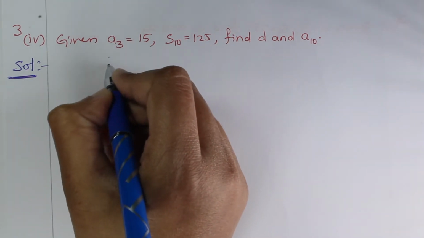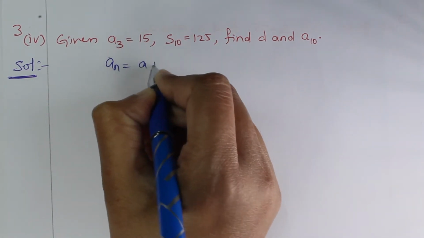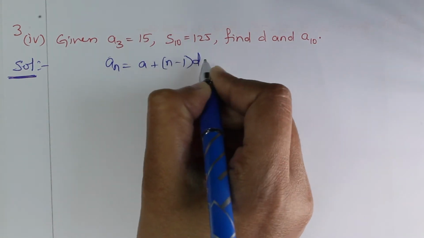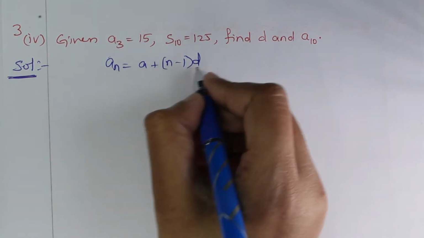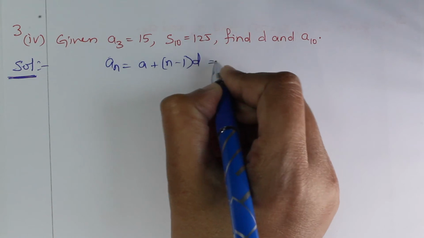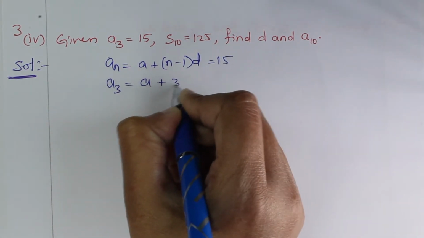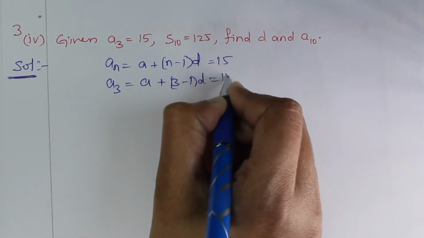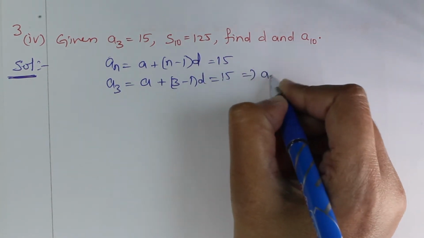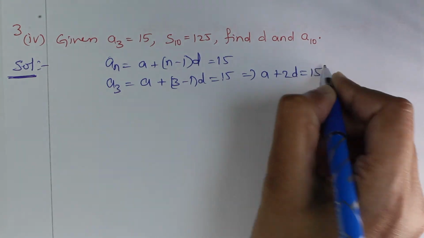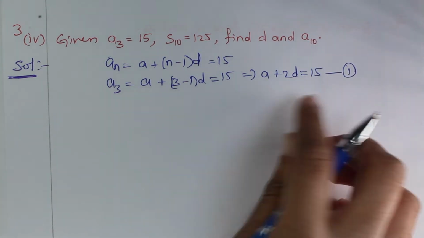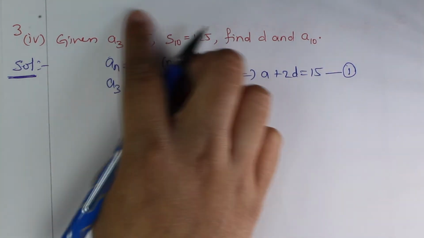So we know the formula of An, right? An is equal to A plus n minus 1 into D. So A3 becomes A plus 3 minus 1 into D is equal to 15. That implies A plus 2D is equal to 15. This is the first equation. We got this from A3 is equal to 15.